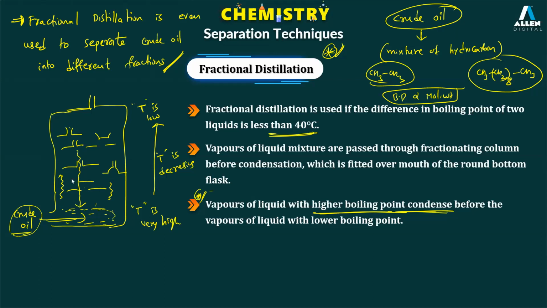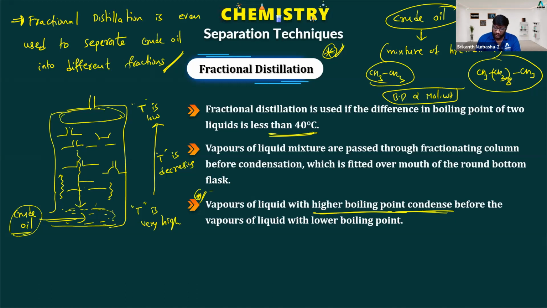Vapors of liquid with higher boiling point condense before the vapors of liquid with lower boiling point, because as the vapors are rising up, the temperature is decreasing. As the temperature decreases, the high molecular mass hydrocarbon with higher boiling point cannot reach the top, rather it comes down immediately. So condensation happens for the liquid with higher boiling point first, not for the liquid with lower boiling point. The lower boiling point liquids reach the top and are condensed back separately. So vapors of liquid with higher boiling point condense before the vapors of liquid with lower boiling point.